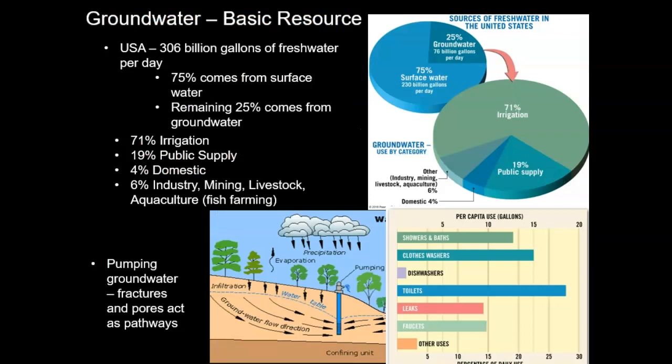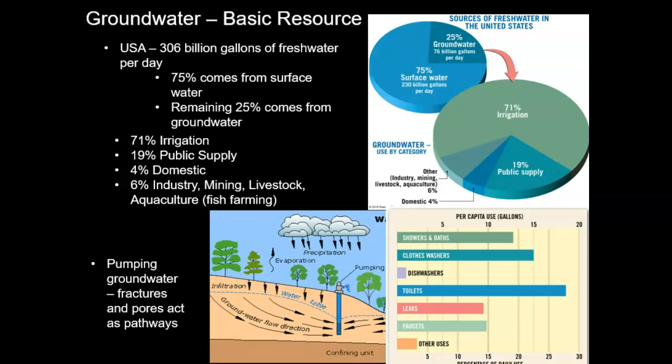So water, as you know, is very basic to our lives. We need it, as do many other species within the earth. Each day in the US, for example, we use about 306 billion gallons of fresh water. According to the USGS estimates, 75% of this comes from surface water, and the remaining 25% of this use of water comes from groundwater sources.